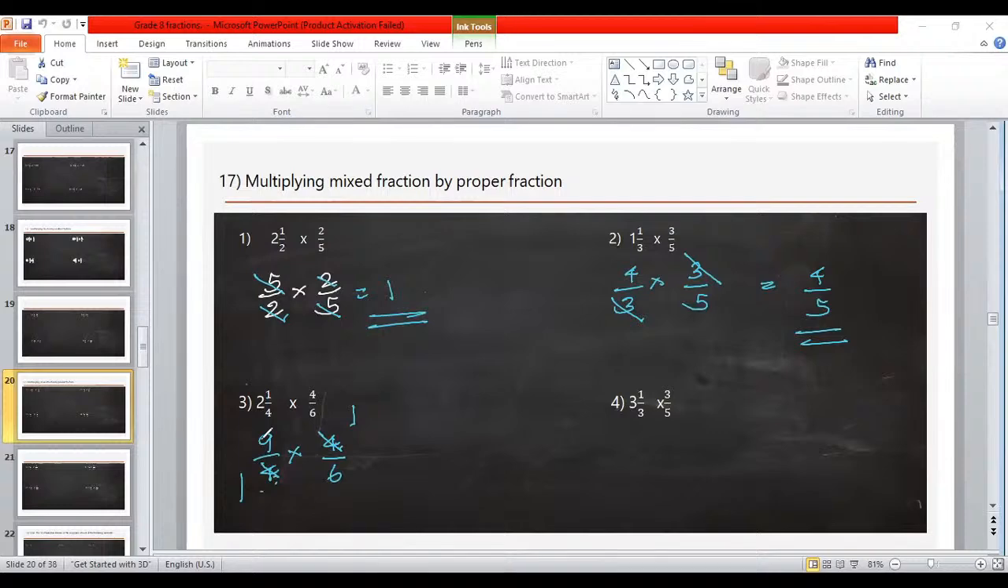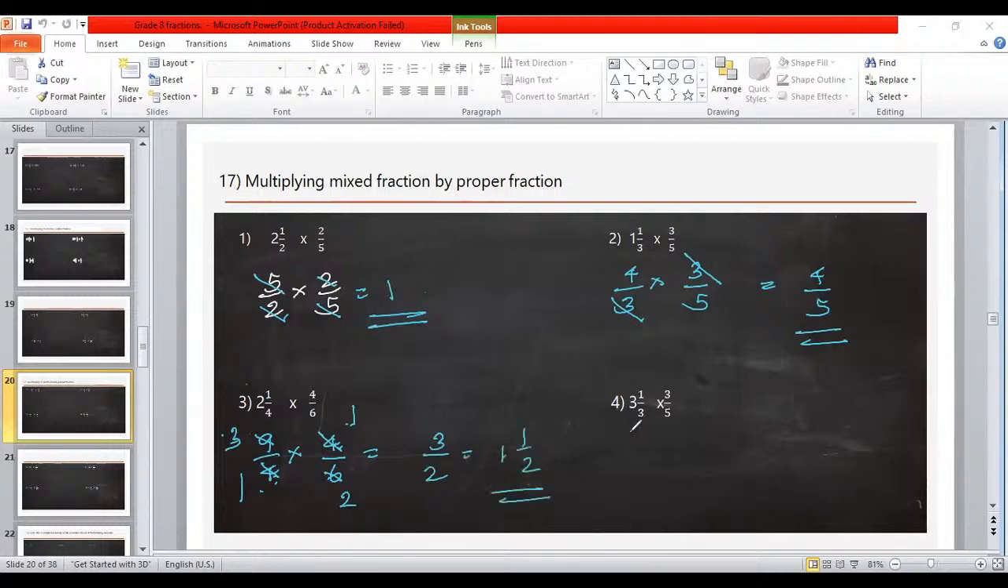Now you can see this 9 and 6 are divisible. Over the line, 9. How many 3's here? 3. Below the line 6, how many 3's? 2. Cancel out there. Then 3 and 2, 3 over 2. The 3 times 1, 3. 1 times 2, 2. Answer is 1 and 1 second.